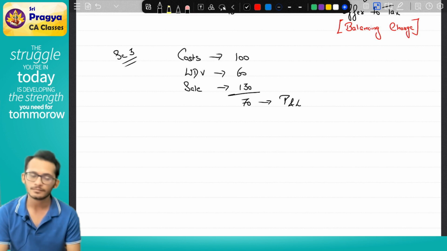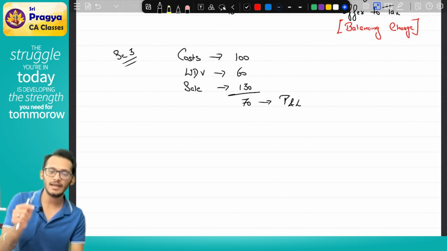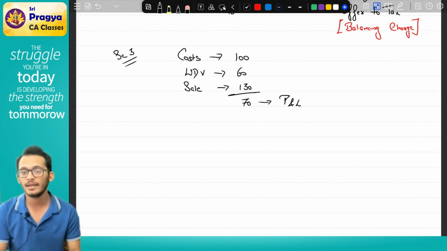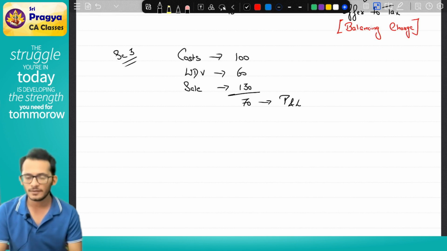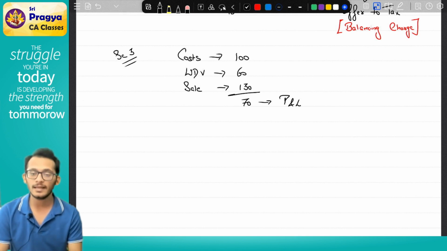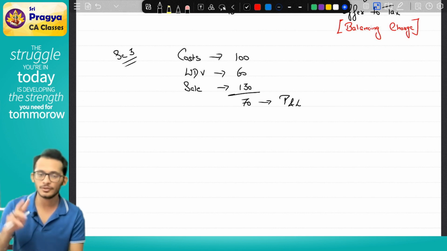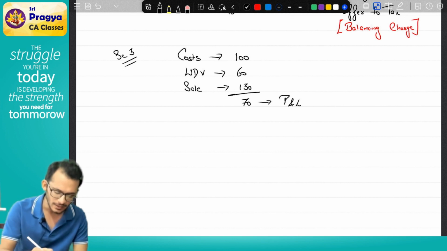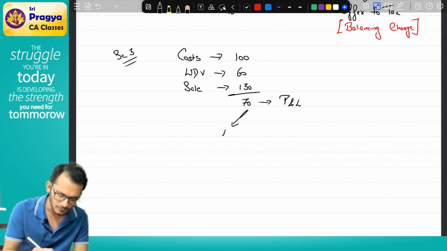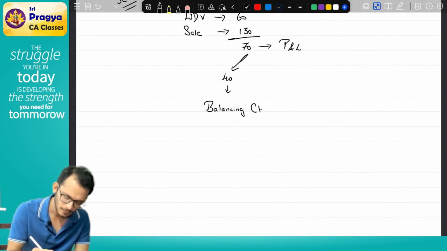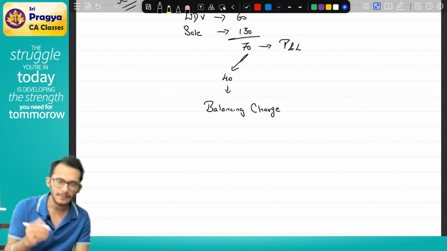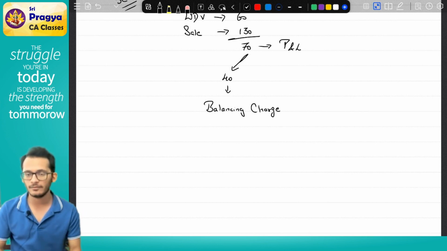Income tax will say, if that is the case, I gave you unnecessary depreciation. Reverse the full depreciation. How much did I claim? I claimed 40. So reverse 40. I am saying in this 70, I will reverse 40 as balancing charge. Yes or no? In my P&L I claimed 40. First of all, reverse that 40.